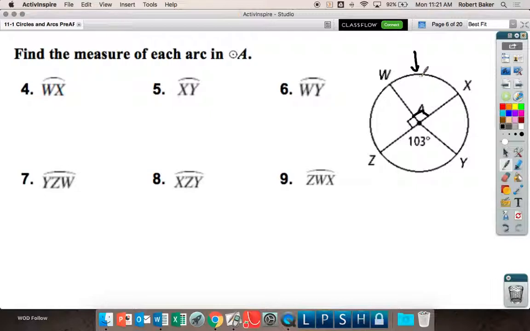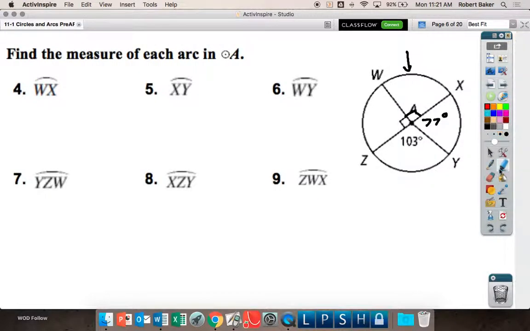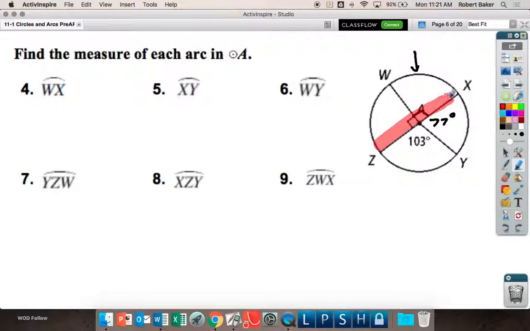Go ahead, Aaron. Arc XY is 77. How did you get there? Because it's 103, and then 77, and if ZX is a diameter, then it's 180. If this is half the circle, it has to be 180, right? Yep. So this has to be the other half of the circle, it can add up to 180. Or the whole circle is 360, you can math all the way across. So you can add these 2 together. Now you can just start piecing it together.